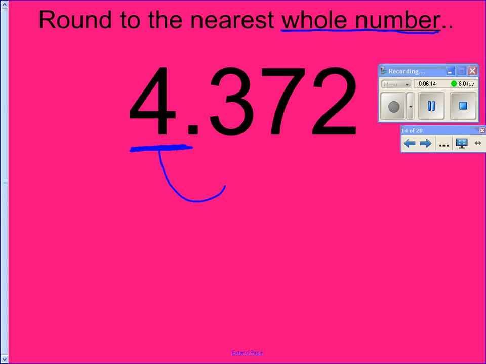The 4 looks to the 3, and the 3 tells the 4 to stay the same. But the 3 and the 7 and the 2 all go away. So 4 and 372 thousandths rounded to the nearest whole number is 4. Okay?